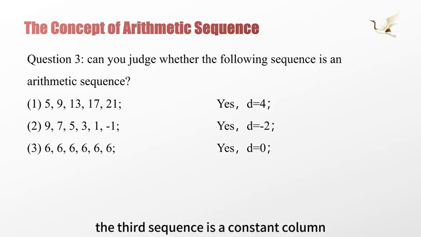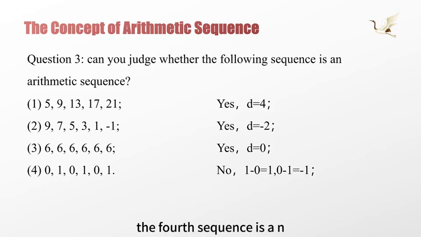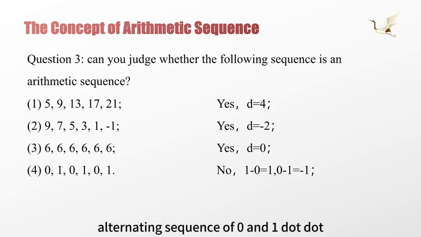The third sequence is a constant sequence where each term is 6. According to the definition, starting from the second term, the difference between each term and the previous term is a constant 0, so this constant sequence is still an arithmetic sequence with a common difference of 0. The fourth sequence is an alternating sequence of 0 and 1.